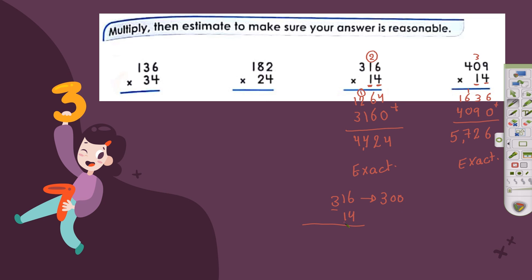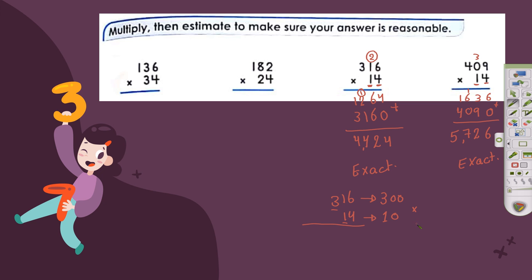Now 14, where's the greatest place value here? The tens, which is 1. I see the number to the right of the 1. It's 4. 4 is less than 5. So I will keep 1, and the 4 will be 0.